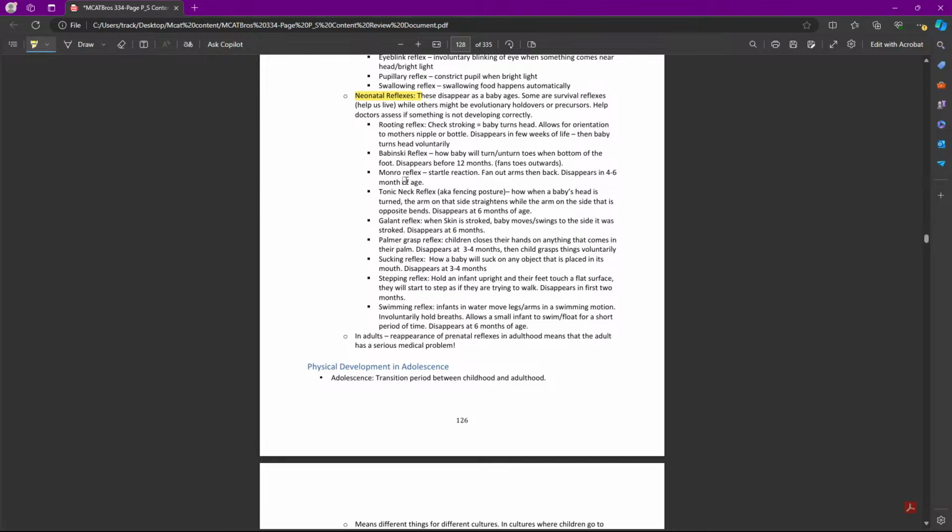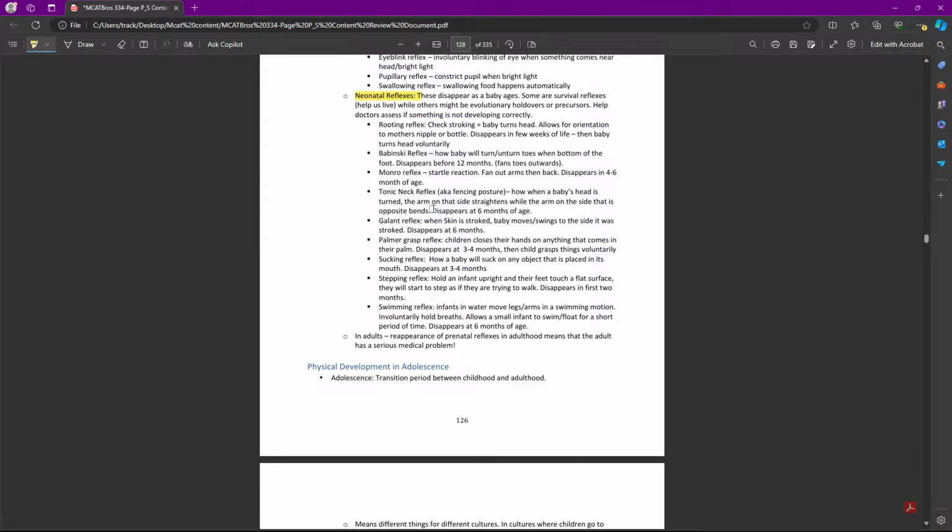The Moro reflex is like the startle. Oh, Moro is the startle reflex where it puts its arms out. Babinski is the bottom of the foot. The tonic neck reflex is when the baby's head is turned, the arm on that side is straight while the arm on the other side is bent. The Galant reflex is when skin is stroked, the baby moves and swings to the side of the stroke.